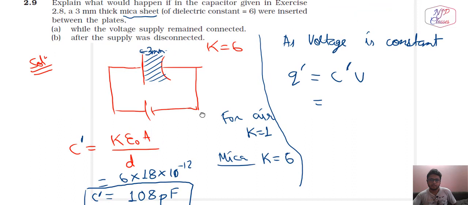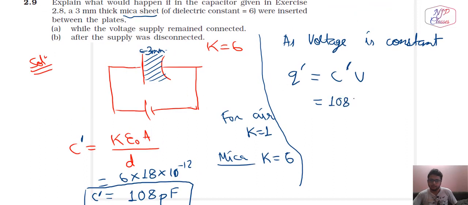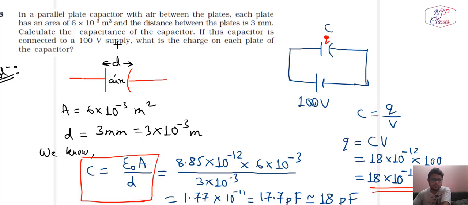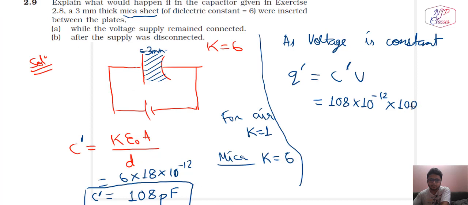So kiman paiso 108 picofarad into 10 to the power minus 12, into voltage, how much? Kiman asile 100 asile. See, 100 voltage, okay? 100. So kiman hobo 108 into 10 to the power minus 10.